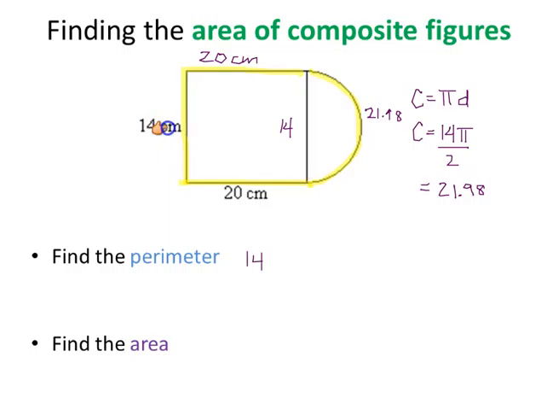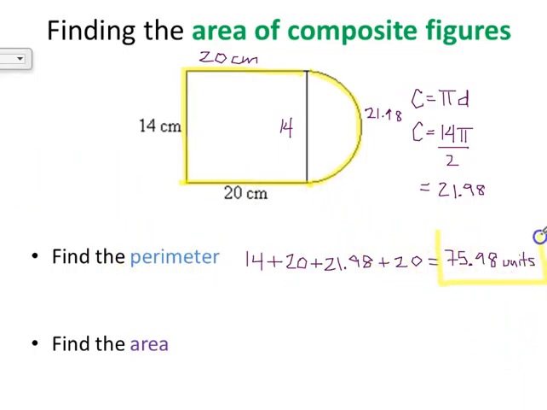It's only the outside. So we're going to add 14 plus 20 plus 21.98 plus 20. Just the lengths on the outside, the perimeter of the figure. So we have 1, 2, 3, 4 sides. 14 plus 20 plus 21.98 plus 20, and I got 75.98 units. Not units squared, just units. We didn't have any units, so I'm just putting units so that we know.